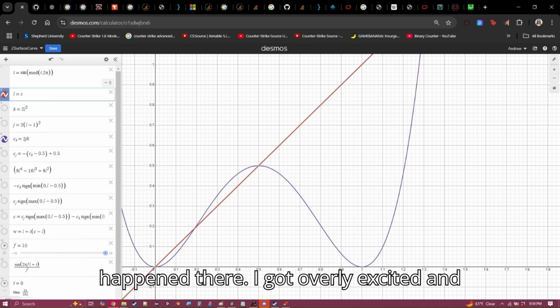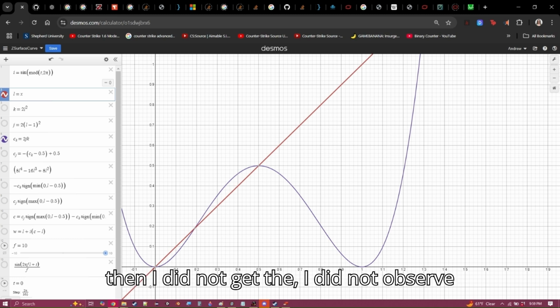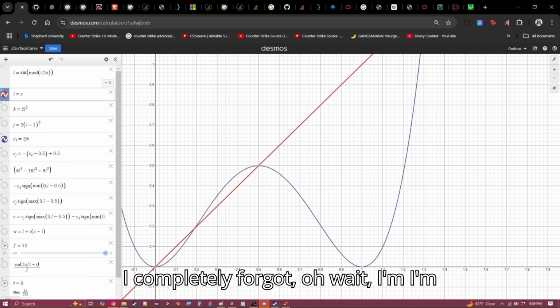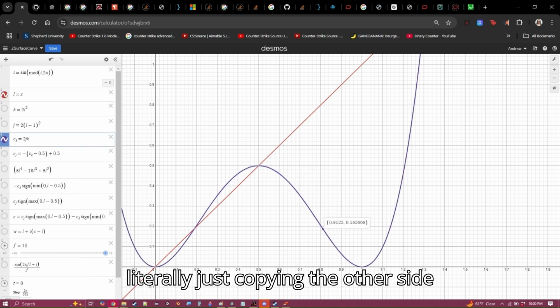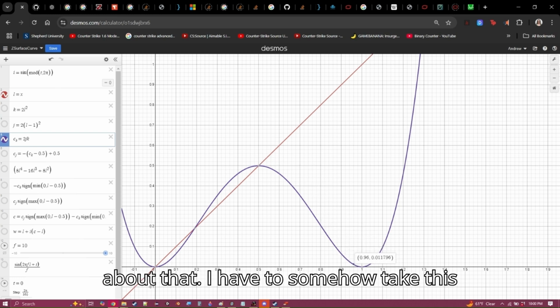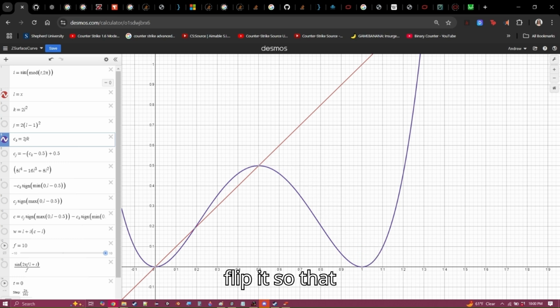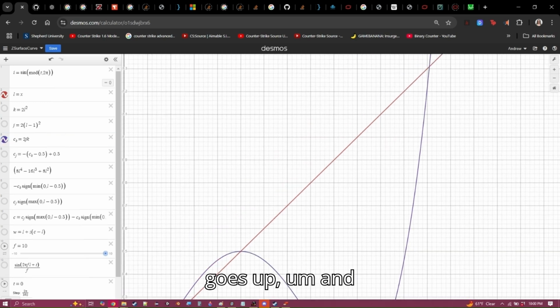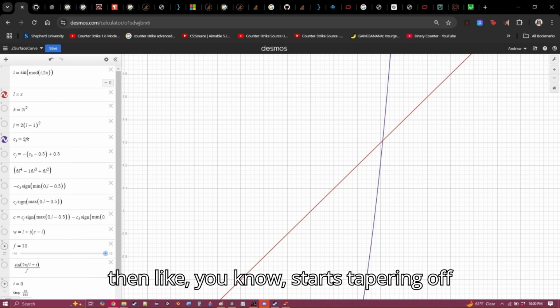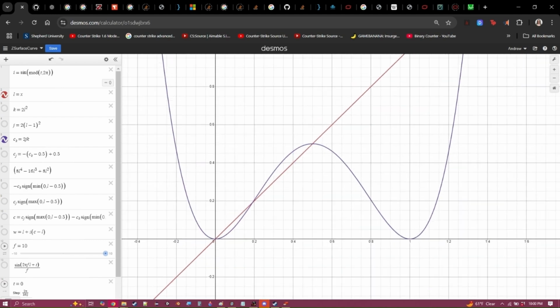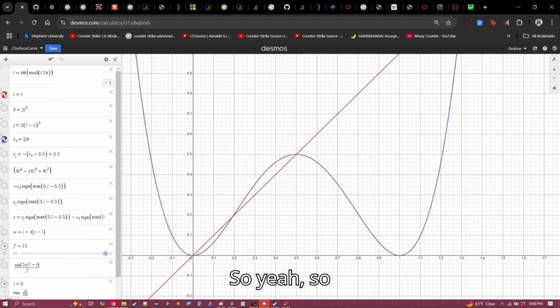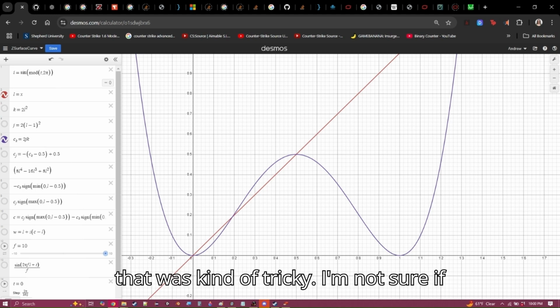I got overly excited, and then I did not observe the results that I was expecting, because I completely forgot. Oh wait, I'm literally just copying the other side over here, so I have to do something about that. I have to somehow take this exact curve right here and flip it so that it starts coming out on this side, and then goes up, and then starts tapering off above the diagonal. So yeah, that was kind of tricky.